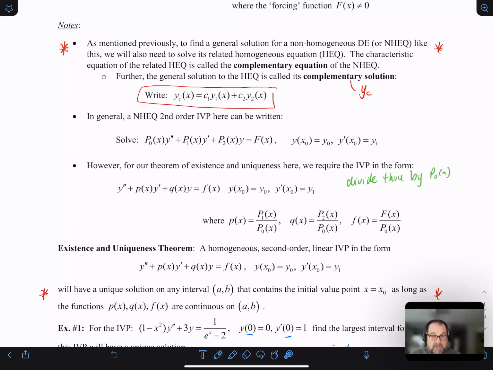For our discussion here, we want to first manipulate this a little bit into a standard form. So we would start by taking this DE here and dividing everything through by P0, and rewriting our differential equation so that we have y double prime, then a P of x times y prime, plus Q of x times y, and a little f of x on the right-hand side. And again, we still have the same initial conditions. So this is what we want to do first before discussing existence and uniqueness.